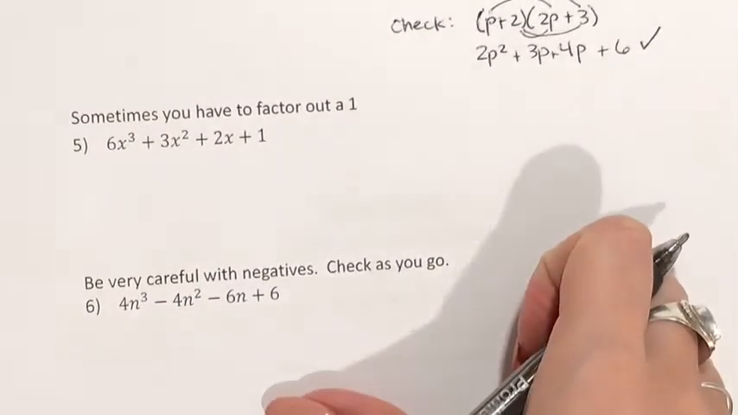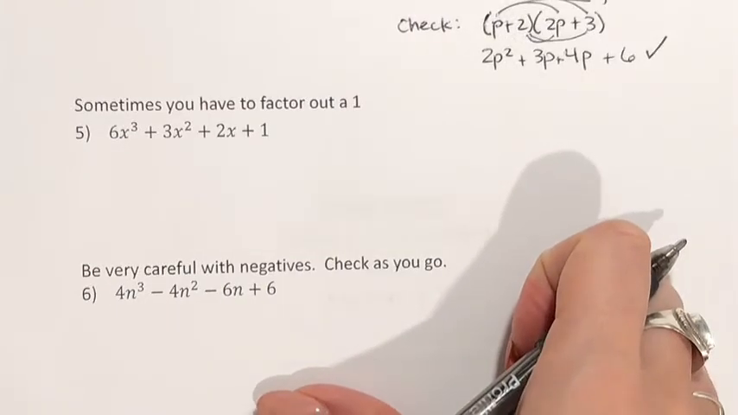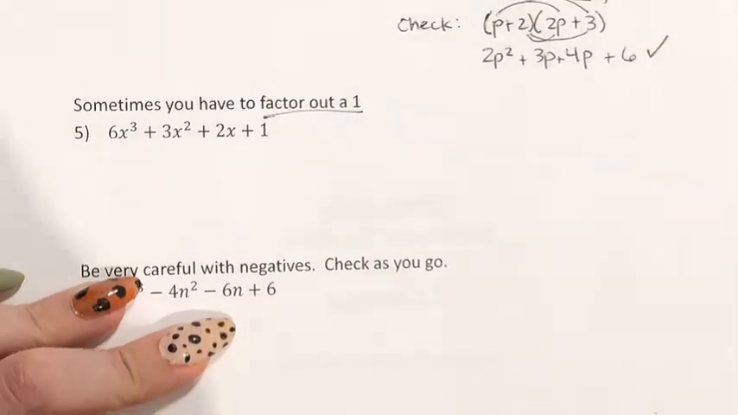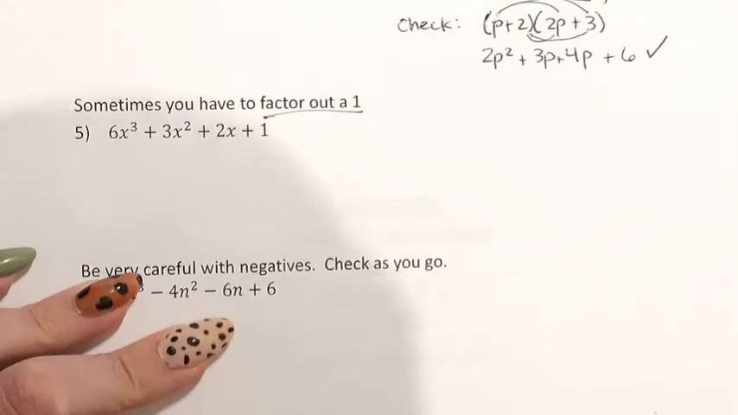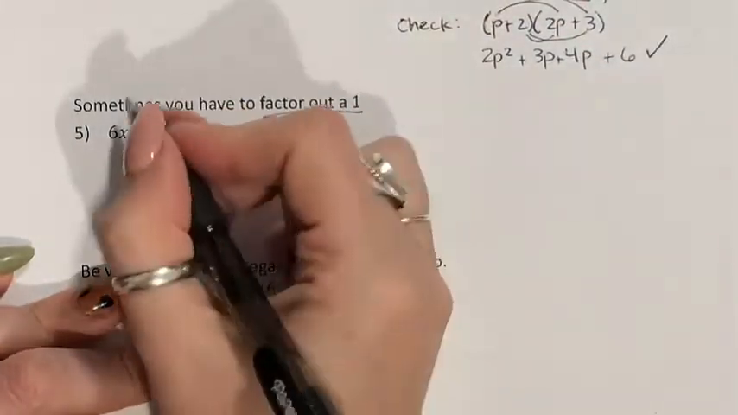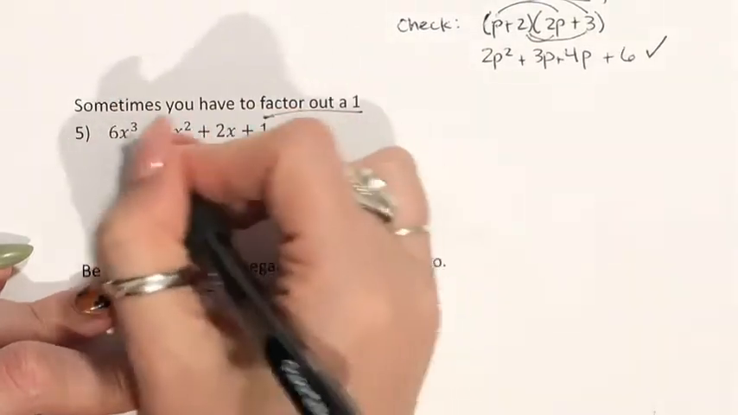Okay, sometimes when you are factoring these, you might have to factor out a 1. So remember last lesson, we learned that sometimes the greatest common factor might just be a 1. There might not be anything in common between the 2 numbers other than 1. So let's look at this one and see what happens. We have our 4 terms.